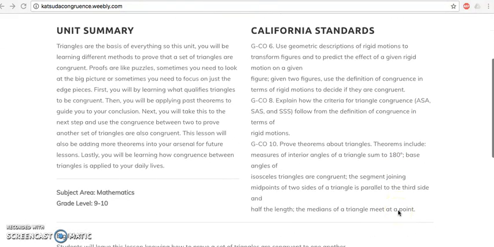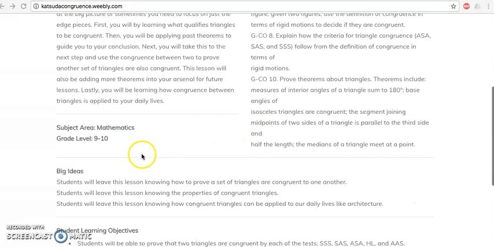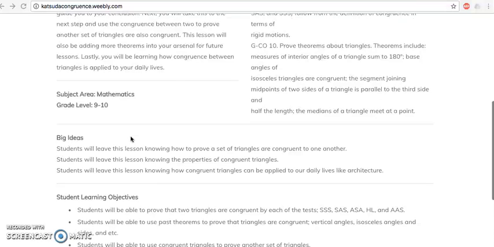On the right are the California standards. There are 3 that we will be going through in this lesson. And like I said, it is mathematics. The grade level is 9th or 10th grade, depending on the student's proficiency with mathematics.